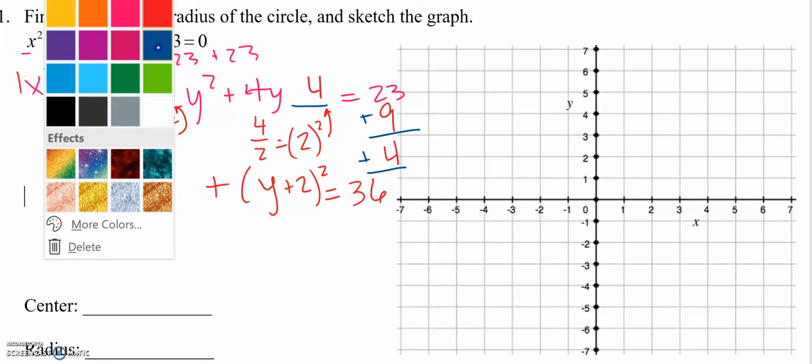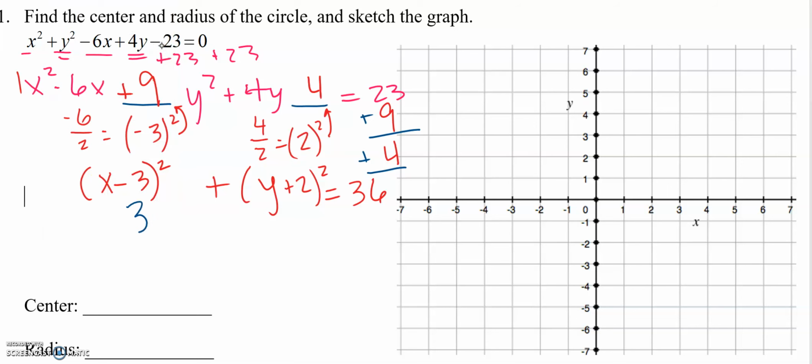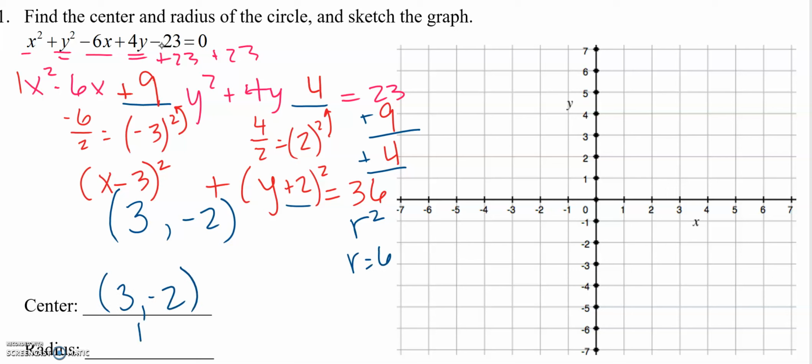All right, so at this point, we can now start saying stuff of the center is 3, comma, let's see, negative 2. And then this is our radius squared, so when you unsquare that, we get a radius of 6. So 3, negative 2 with a radius of 6. We're going to go 3, negative 2's right here. And then a radius of 6. So 1, 2, 3, 4, 5, 6. Oh, good, I'm off the paper. 2, 3, 4, 5, 6. 1, 2, 3, 4, 5, 6. So it's a pretty big circle.